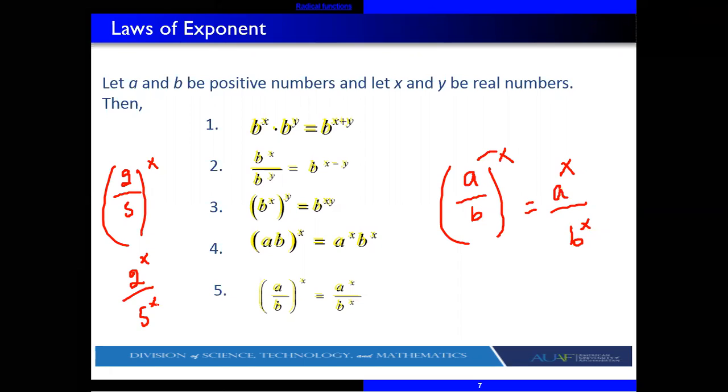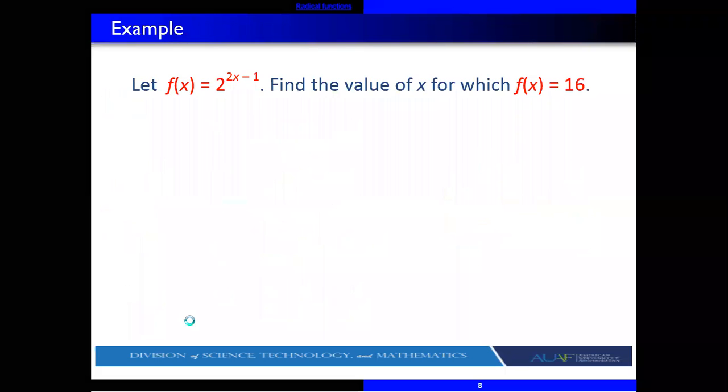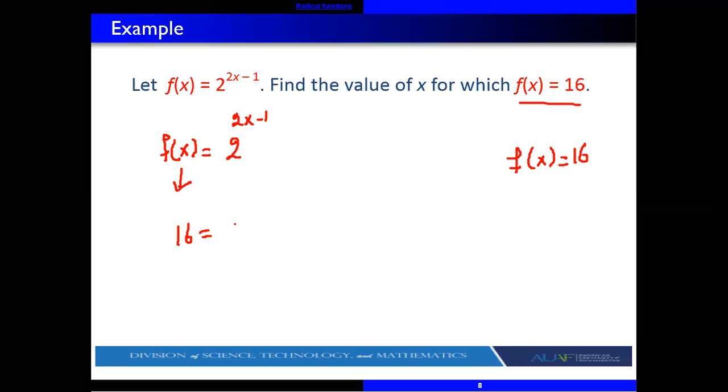We will discuss some exercises, some questions on these rules, these laws. First one: if a function is given, f of x is equal to 2 power 2x minus 1, an exponential function because x is in the power. Also given that f of x is equal to 16. This is the f of x value. So how can we find the value of x? If you replace f of x with 16, we have 2 power 2x minus 1.